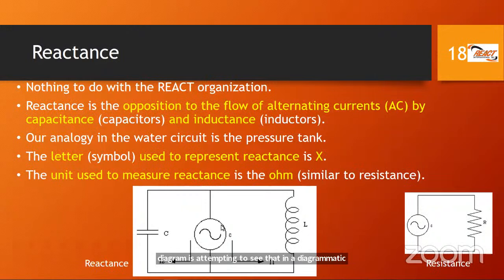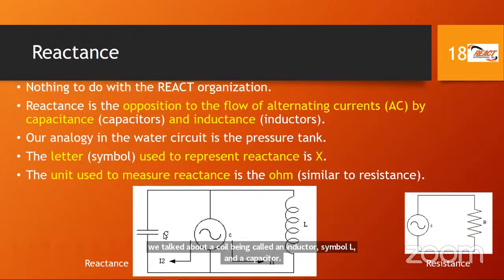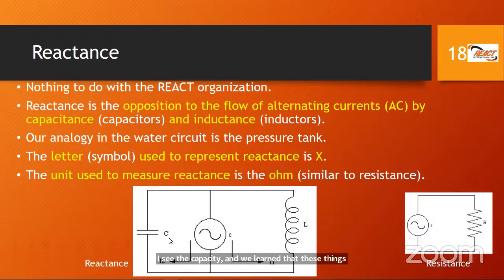So we have alternating current. Notice it's not a direct current. Direct current is different, right? Alternating current flow goes in one direction, then the other direction; it alternates, right? And if you notice too, we have two components inside of here. You may have remembered from the technician class that we talked about a coil being called an inductor, symbol L, and a capacitor, C for capacitor, right? And we learned that these things can store charges. One will do so in an electric field and one will do so in a magnetic field.